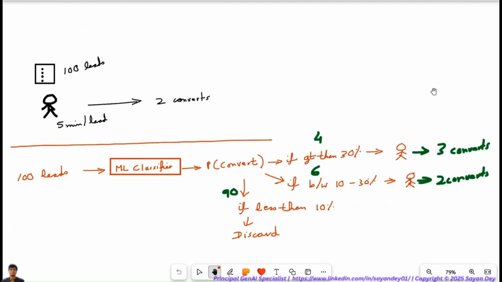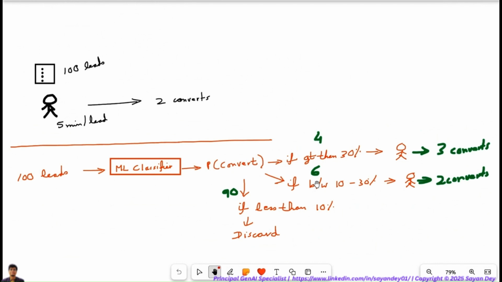So you can directly buy the product, and the documentation and contracts and everything are handled, and they get converts in the process. Okay, so there are six of these leads where the probability of conversion is between 10 to 30%. This set of leads we will send to another set of salespeople, and there is another set of leads where the probability of conversion is less than 10%.